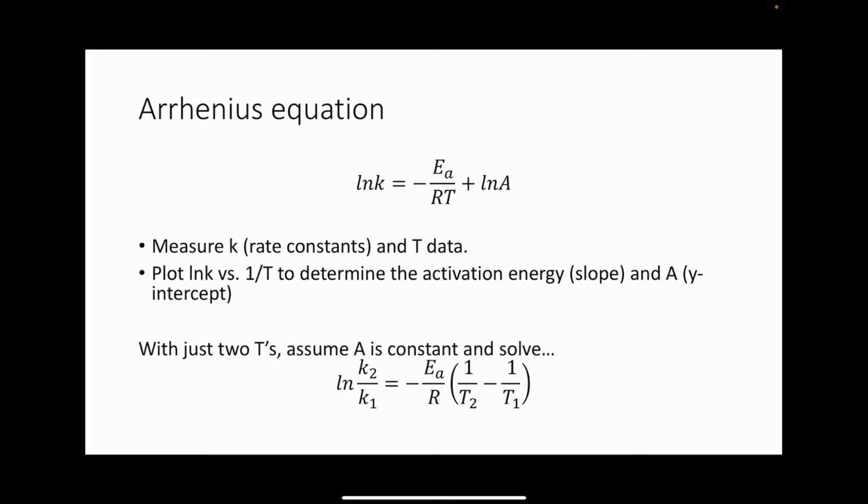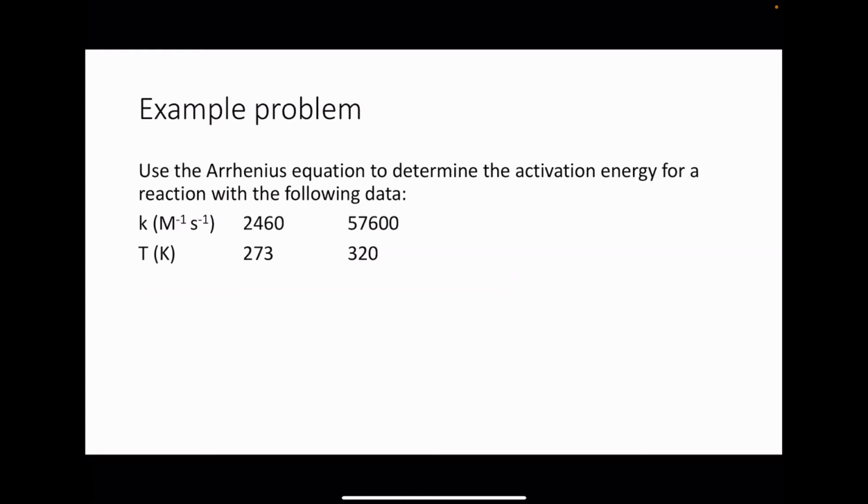Now, sometimes you can't really measure too many temperatures. It's very hard to determine the k. It's experimentally unwieldy, so sometimes you just have two temperatures. You can usually assume that the frequency factor is constant. And so we can relate a two-temperature measurement, where we have the natural log of the ratio of the ks versus the activation energy over R times the difference in 1 over T. So let's do an example problem with just the two.